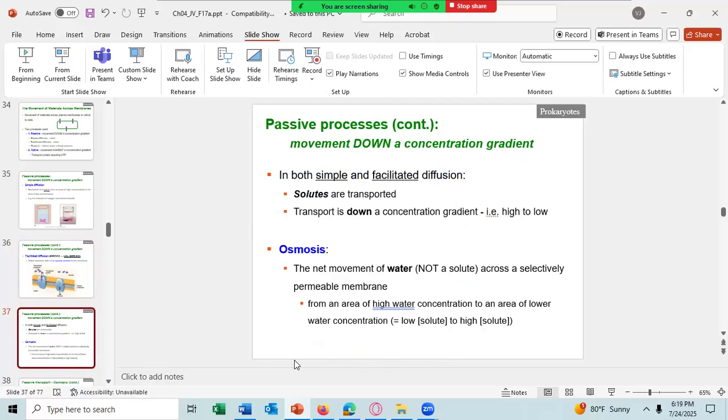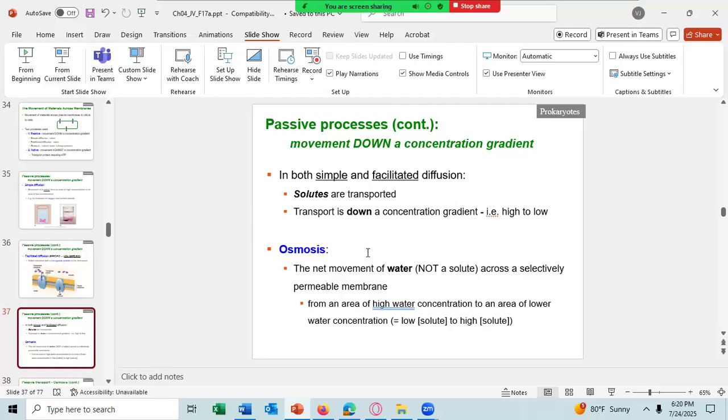All right. So in both simple and facilitated diffusion, solutes are transported down their concentration gradient, moving from areas of high concentration to areas of low concentration. Simple diffusion can occur with a membrane, but it doesn't have to have a membrane. Facilitated diffusion always happens with a membrane, and there always has to be a channel protein to facilitate the diffusion of the molecule. Osmosis is the movement of water down its concentration gradient, but water is not a solute, it is a solvent.